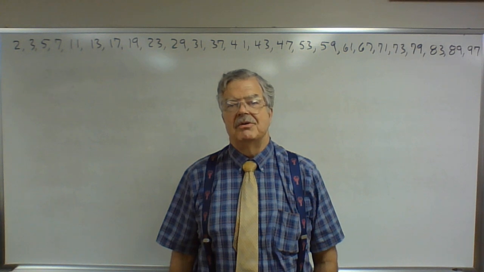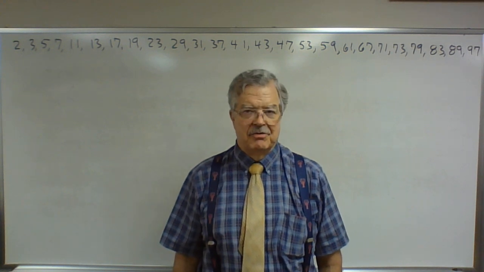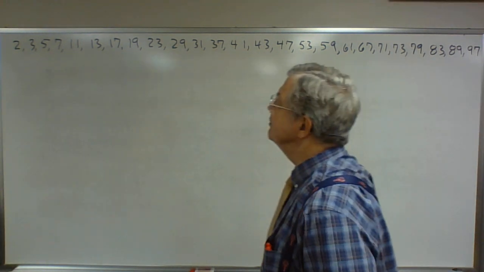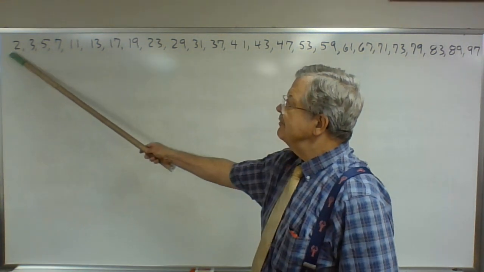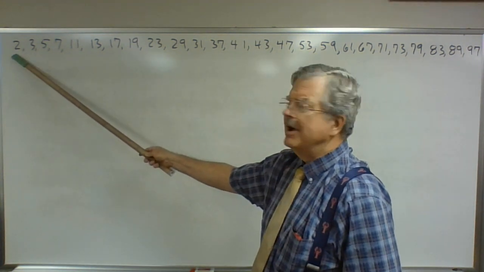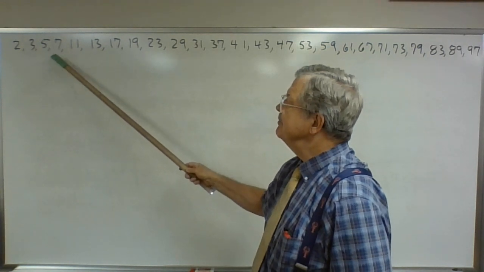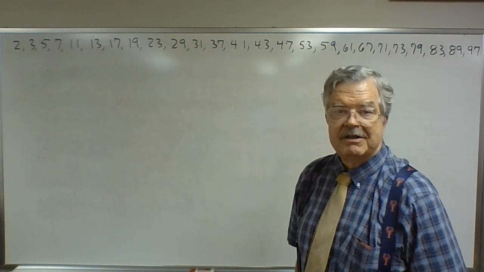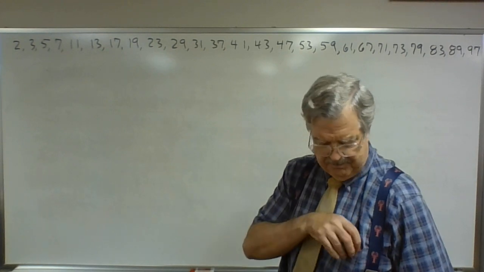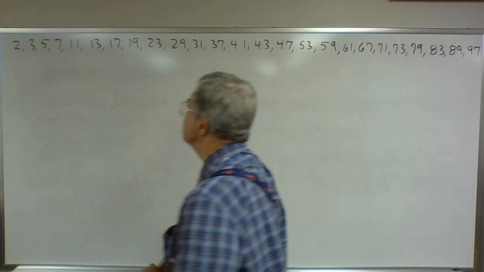We might also look at some of the groupings of these things. 2, of course, is the only even prime number. 3, 5, 7, 3 consecutive prime numbers. That's worthy of note.